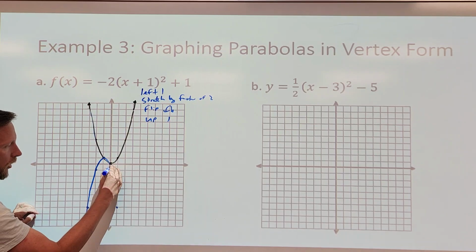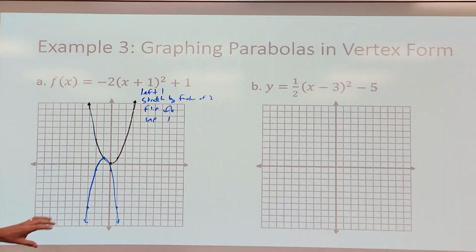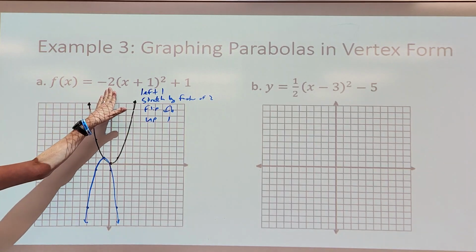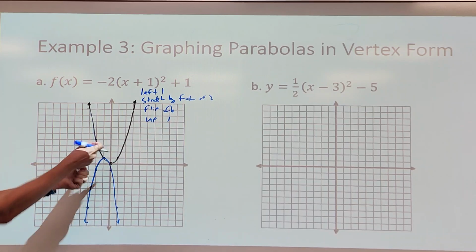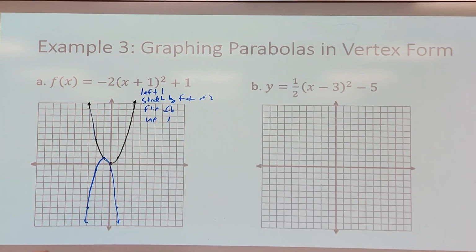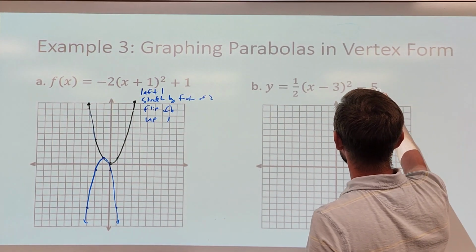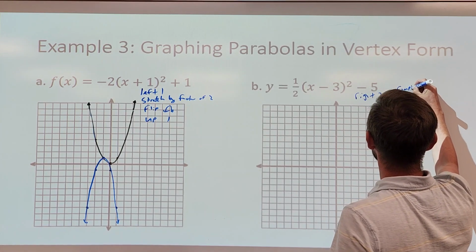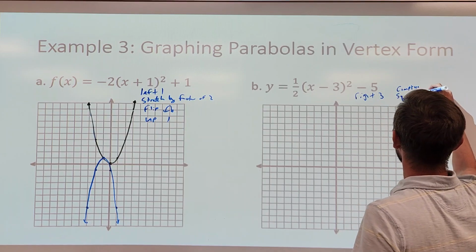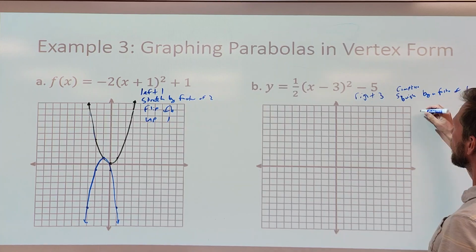Now what you could do here, right now, with your grapher, or go to desmos.com, you can check what does y equals negative 2 times the quantity x plus 1 squared plus 1. Is it going to look like this blue graph? And the answer is yes. All right, letter B. I said I would do these for you. We're going to take our standard graph. We're going to move it to the right 3. We're going to squish or compress by a factor of 1/2. And then we're going to move down 5.